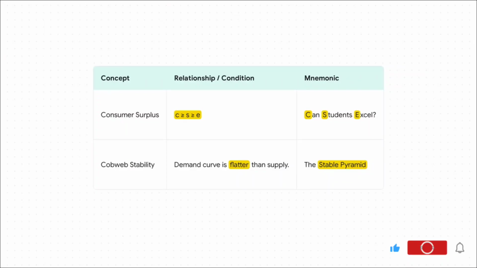And think of this slide as your ultimate cheat sheet for the exam. It boils down the most crucial relationships and gives you those little memory tricks to nail them. Knowing the condition for cobweb stability and that order of surplus measures, that will for sure grab you some easy marks.